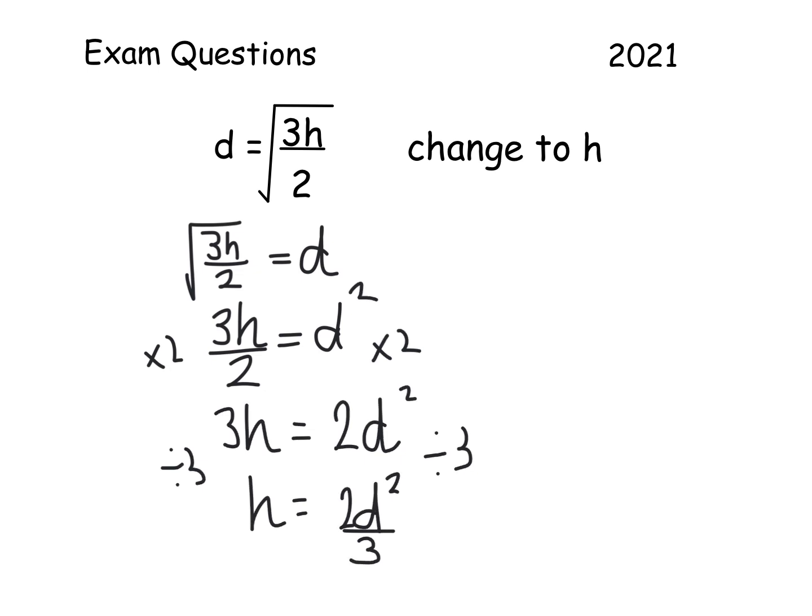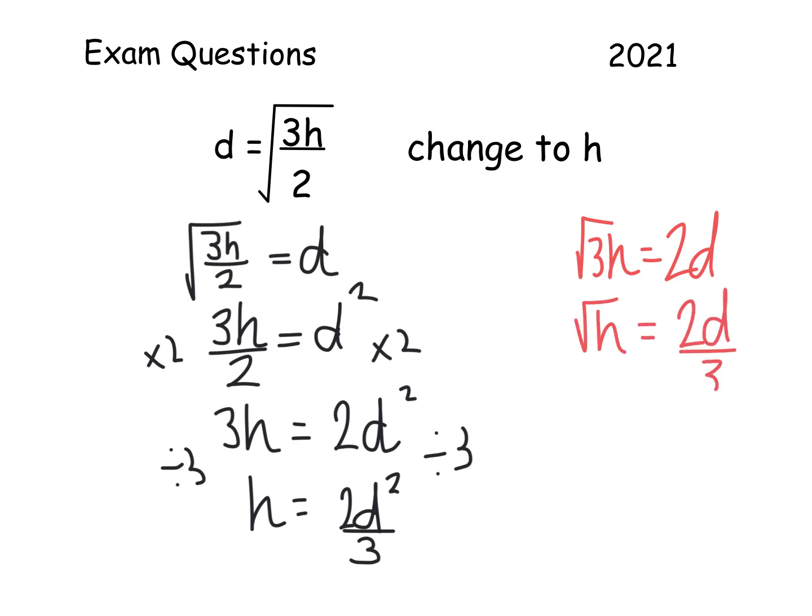So remember what I said about the square root for this one. You could only get 1 mark if you didn't deal with the square root first, because there wasn't really any other option here. So, for example, let me show what a lot of people did in the exam. So this is completely wrong, remember. So they did, square root of 3H equals 2D. Square root of H equals 2D over 3. And then they said H was 2D all over 3 squared.